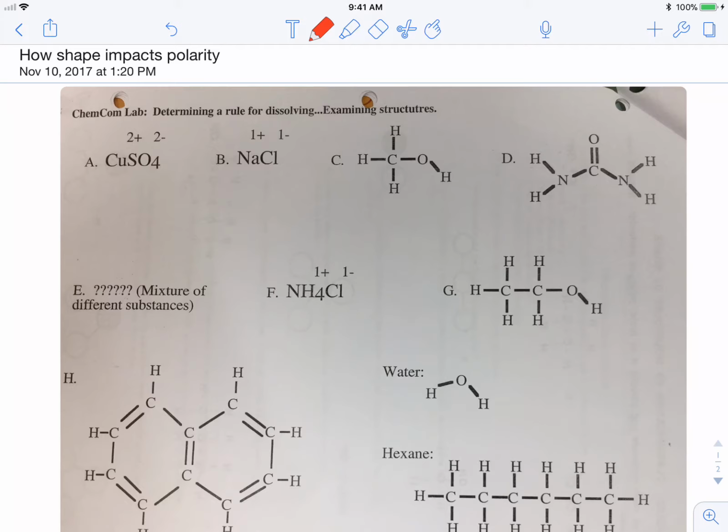Okay, so these are all the structures for the solutes that we had in our lab that we mixed with water and hexane. Taking a look at letter A, that's copper sulfate, CuSO4, and above it we see these charges. Those charges let you know that it's ionic. Looking at the structure, that's how you're going to know later on. So we can write ionic because we see the charges.